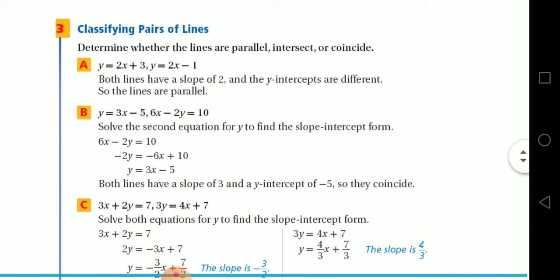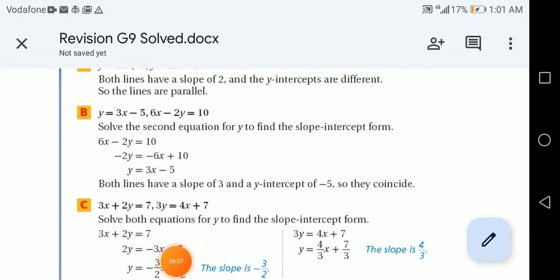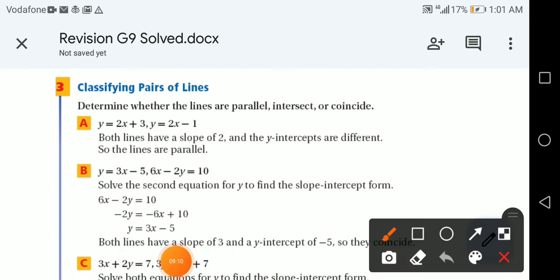If I have this question, y equals x plus 3, and another line, y equals x minus 1, how can I know? I have the same slope, and different y-intercept, so they are parallel.